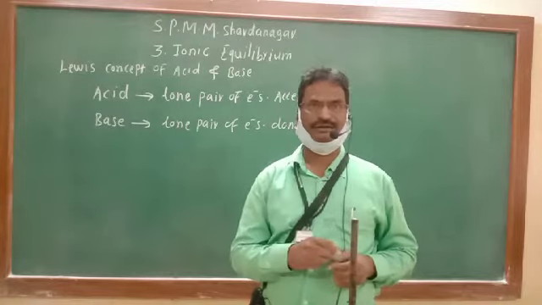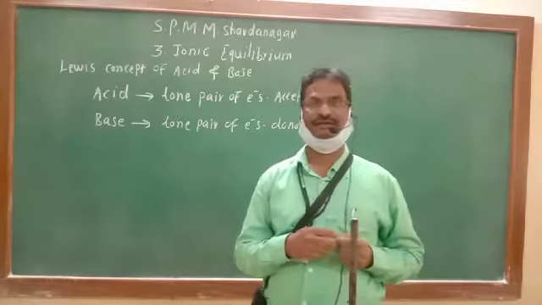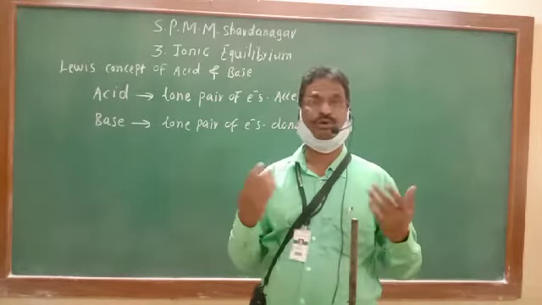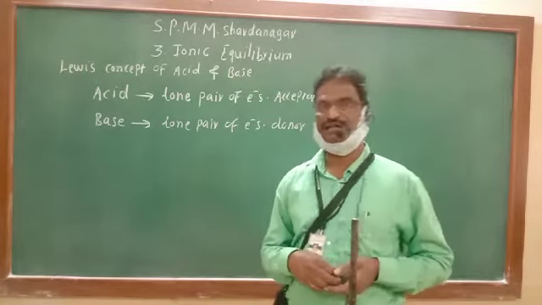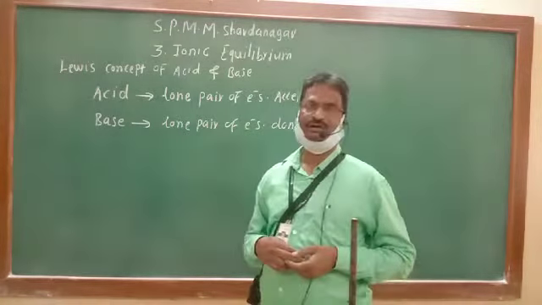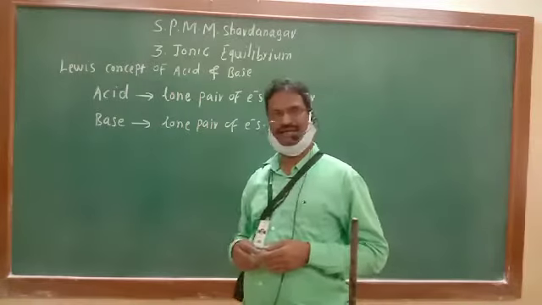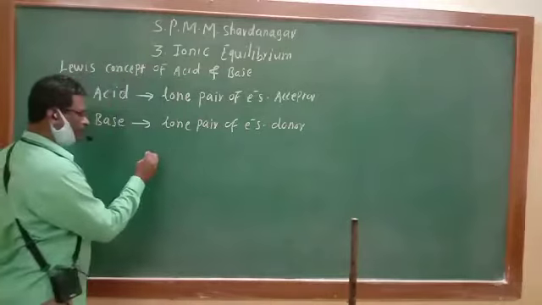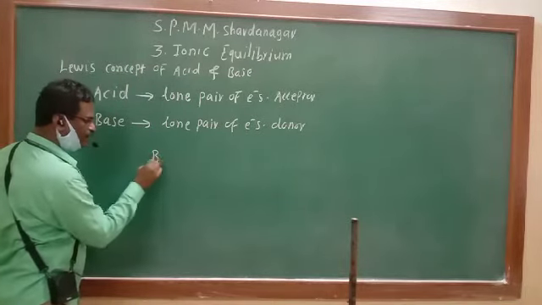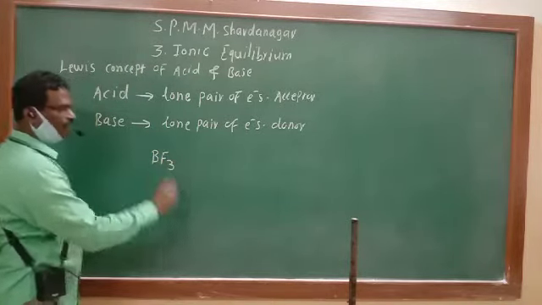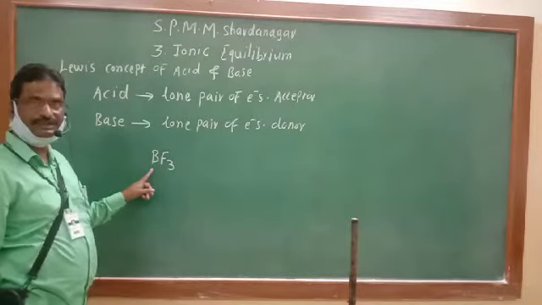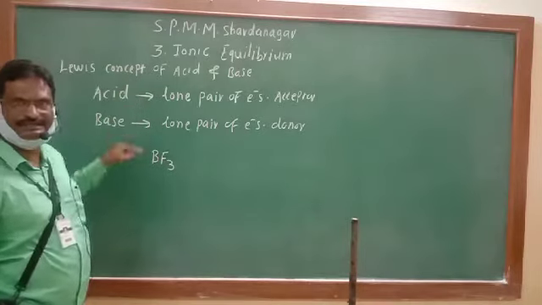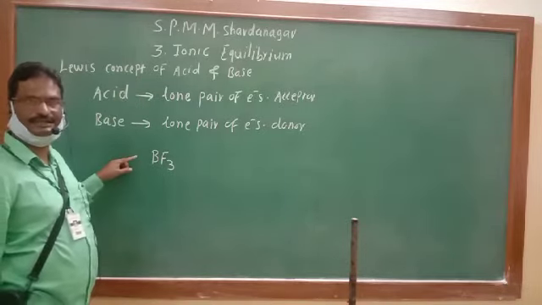Now here, substances which contain neither H+ nor OH- ions are also explained as an acid or base according to the Lewis theory, the Lewis concept. Now let us see an example. Suppose we have a substance like BF3, boron trifluoride. It is acidic according to Lewis theory. It is an acid according to Lewis theory.